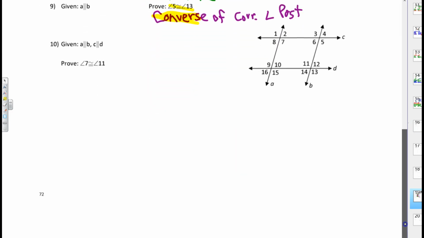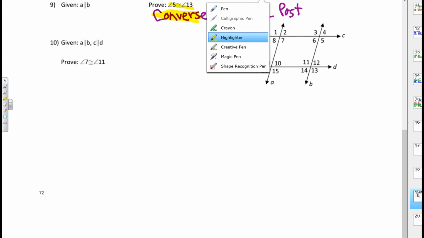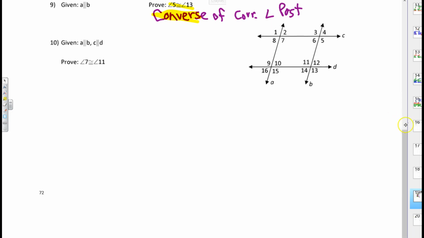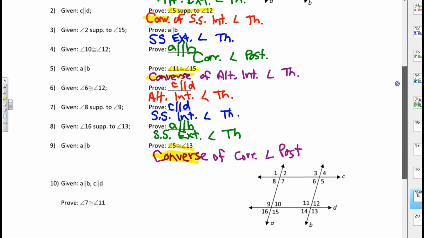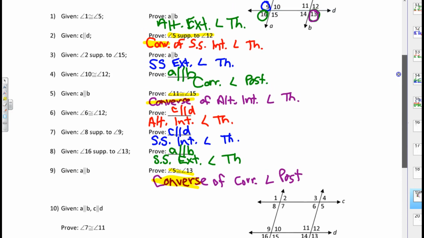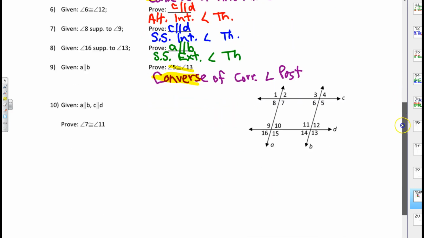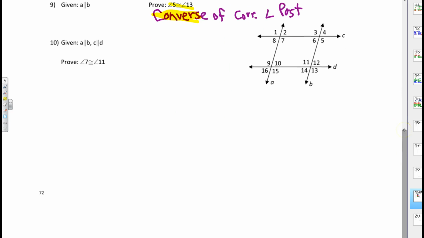So let's move on and look at some harder proofs now. We've talked about how to do the ones up here, and these were all basically one-step proofs, right? Given that, I can prove something congruent with one step. Now we're going to look at some things that require a bit more work. If I know that A is parallel to B and C is parallel to D, I want to now prove angle 7 congruent to angle 11.